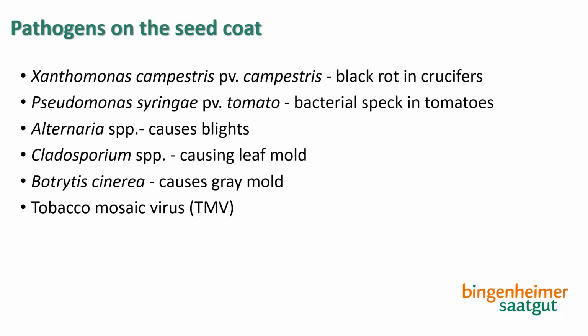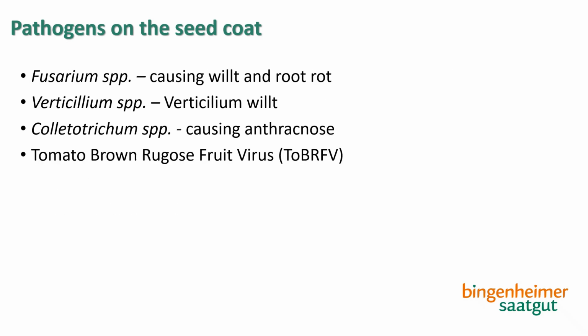Here I have listed some examples of the pathogens that can be located on the seed coat. On the seed coat, we often find bacteria such as Xanthomonas campestris pathovar campestris. This is black rot in the crucifers. And for example, Pseudomonas syringae pathovar tomato. This is the bacteria causing bacterial speck in tomatoes. Fungal pathogens like Alternaria, Cladosporium, and Botrytis are also common, as well as tobacco mosaic virus.